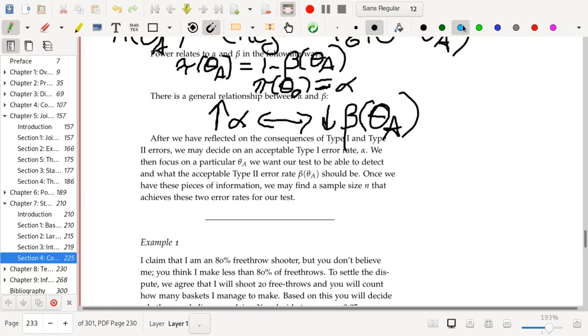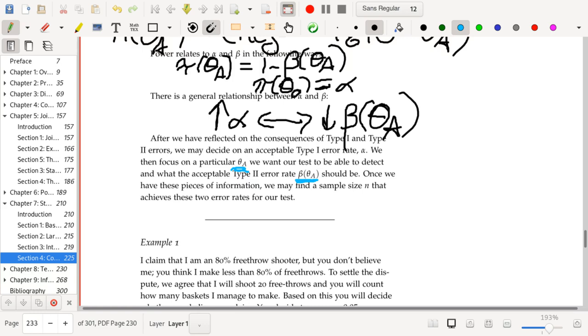Like, for example, going back to that coin flip example, we might say, I don't actually care if I decide that a coin with a probability of getting heads of 0.51 is fair. If that happens, it's fine. It's essentially fair. If the probability of getting heads is 0.51, I'm not in a casino, so I'm okay with that. But I would hate to say that a coin with probability of getting heads 0.6 is a fair coin. I would hate to say that. So I'm going to make the type 2 error rate in that scenario, I don't know, 0.05.